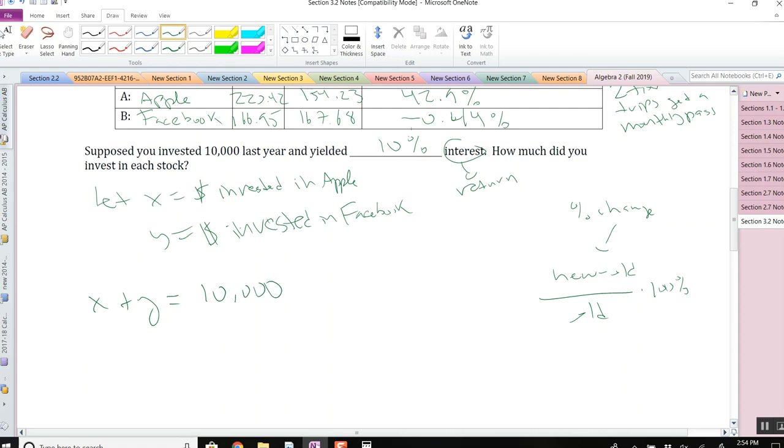Now let's look at the percent growth. Apple gave us a 42.9% growth. So 0.429, you're going to lose a decimal there, X. Now Facebook's giving us a negative growth, so I'm going to actually make it minus 0.44 Y. And overall we made 10%, so 0.1 times 10,000.